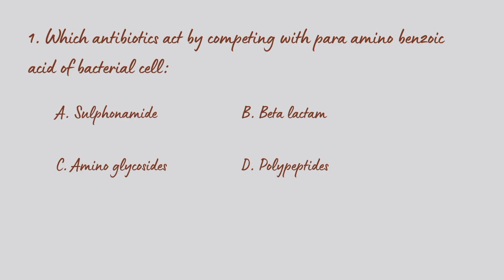First question. Which antibiotics act by competing with the para-aminobenzoic acid of bacterial cell? Option A. Sulfonamide. Option B. Beta-lactam. Option C. Aminoglycosides. And option D. Polypeptides. Correct answer is option A. Sulfonamide.